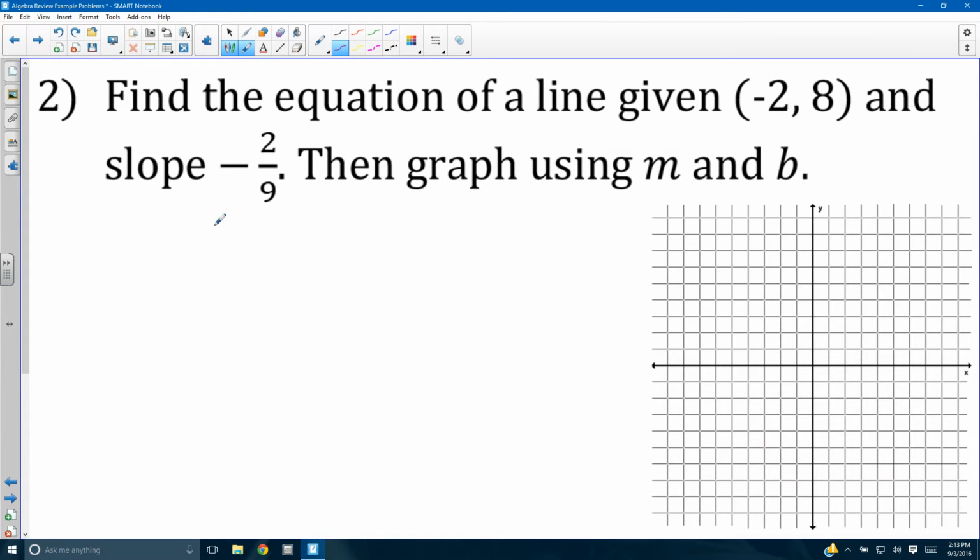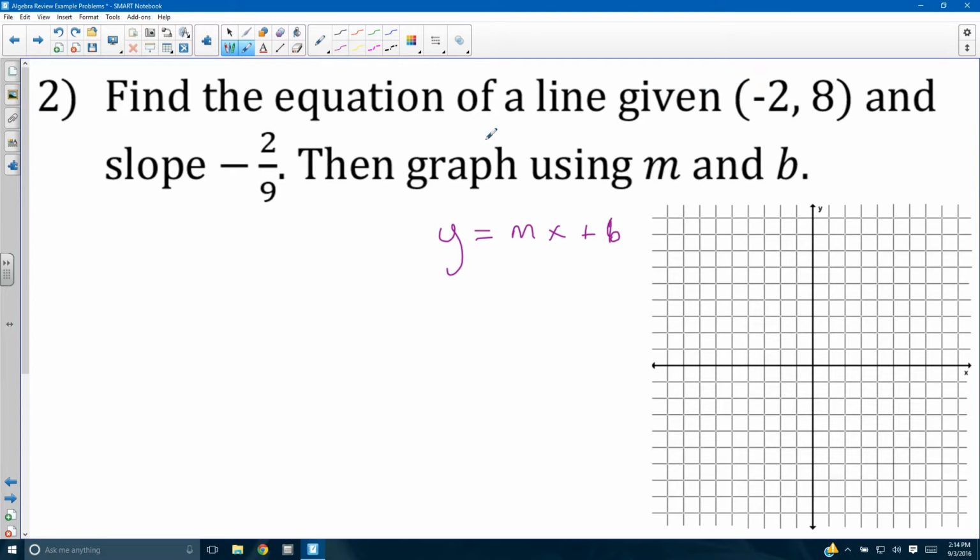Number 2, find the equation of a line given negative 2, 8 and slope negative 2/9, then graph using m and b. So they say graph using m and b, which means we got to kind of use y equals mx plus b form when we find the equation of the line. Looks like we need to end on this. Doesn't mean we need to start on that. Now you may, and there's no problem with it.